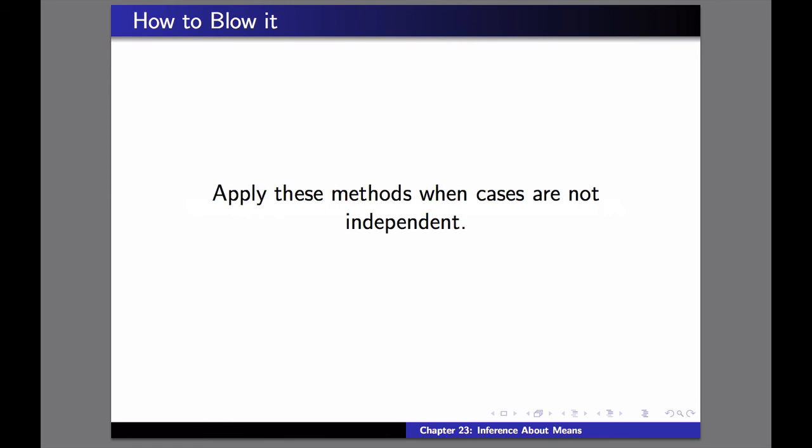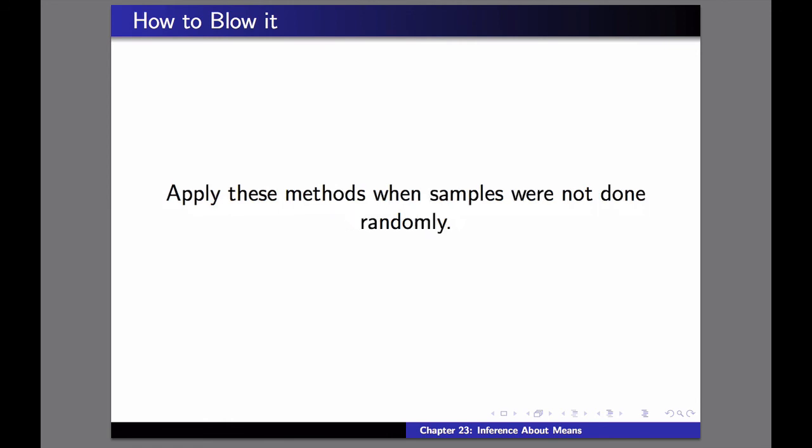You can also blow it by applying these methods when the cases are not independent. So go ahead, check that every time, think about it. Sometimes you're going to say, well, these might not be independent, but for the purpose of this calculation, I'm just going to assume they are. Sometimes you just do that. Another way to blow it is to apply these methods when the samples were not done randomly. It's very important to work with random samples in order to balance out any kind of bias or other factors in our population that we can't control for.